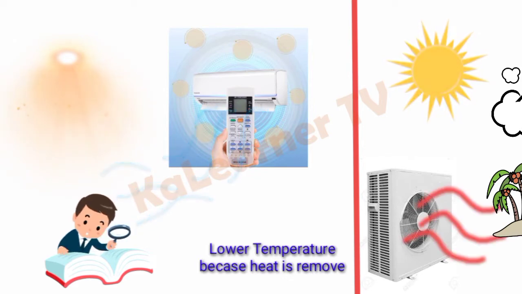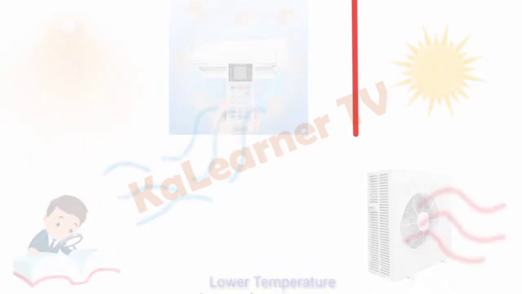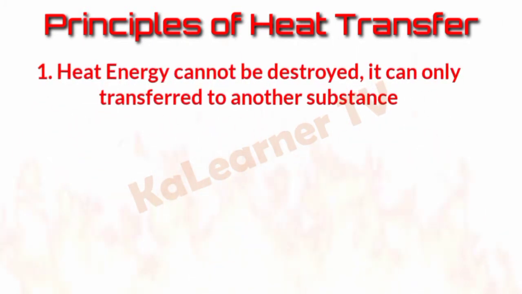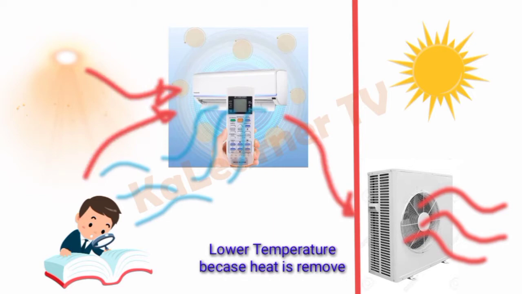But how is the transfer done to produce cooling and heating effects? In a refrigeration system, we have the principles of heat transfer. These heat transfer principles have just three things to keep in mind. First, heat energy cannot be destroyed. It can only be transferred to another substance. Like in our previous example, heat energy has never been destroyed to achieve cooling effects. Heat has been transferred outside the room.